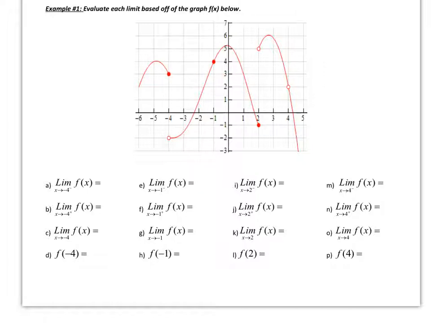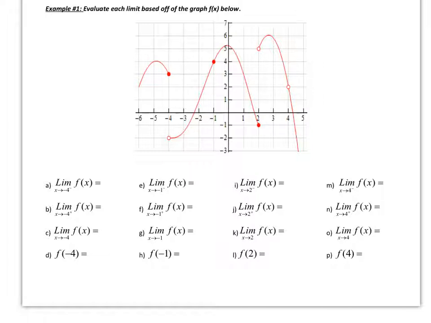Now we say, okay, the limit as x approaches negative 4 from the right. That's what the plus sign means. So from the right, here's to the right of negative 4. As x approaches negative 4 from the right, the y value approaches negative 2.